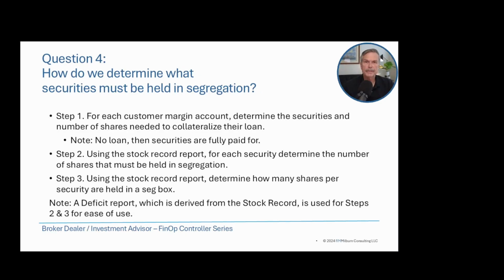The stock record is the basis for the deficit report. On a daily basis, the firm will review the deficit report and determine how it will clear or remediate securities that have a deficit, meaning insufficient shares held in possession and control. Note that the rule has specific time frames that must be followed regarding clearing the deficit. The next slide shows what actions must be taken if the deficit is not cleared in time. How the deficit occurred will in part determine what action is needed.